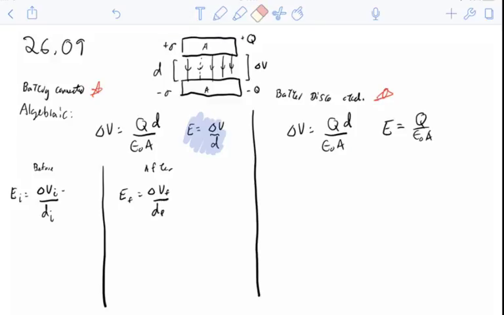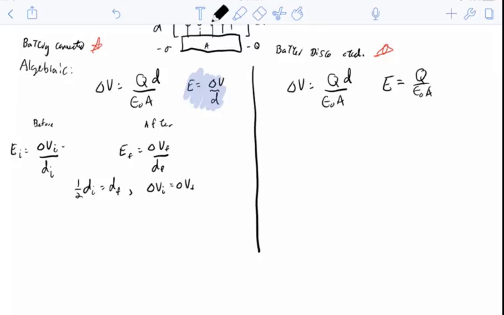And now I talk about the relationship between the two. I know that D initial divided by 2 is equal to D final. And I know because they're hooked up to the battery, delta V initial is equal to delta V final. So let's put these together and compare them. E final is equal to delta V initial over 1/2 D initial, which becomes 2 delta V initial over D initial, which becomes 2 E initial. Just like before, we argue that the electric field must double.